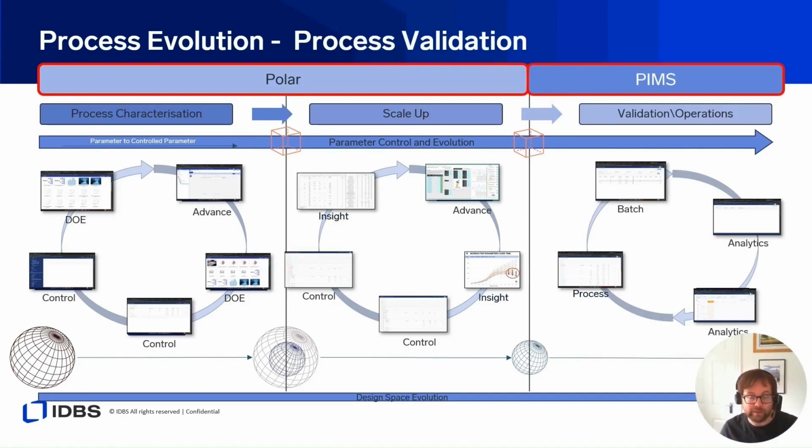If I overlay this generic approach to process validation on top of our software, you can see within the development side, we're really looking at Polar, and then into the manufacturing side, we're looking at our manufacturing solution, which is PIMS. We've got control, DOE, and insight on here, and then we've got process batch and analytics within the PIMS group. What we're going to do now is go into these bits of software, and I will show you individually how they work to piece together that process description all the way from the initial parameter definition through to batch execution.